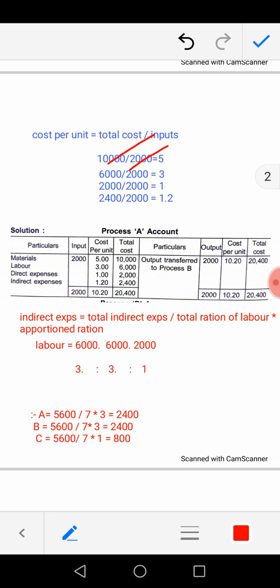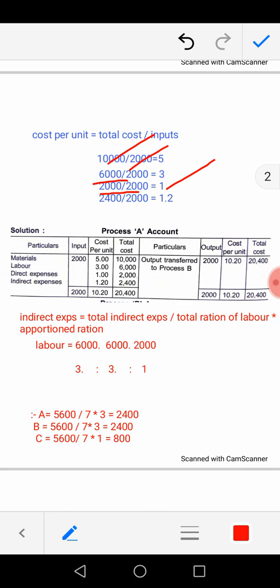And like that, labor cost is 6,000. 6,000 divided by 2,000 means cost per unit is 3. And in direct expenses 2,000. 2,000 divided by 2,000 means cost per unit 1.